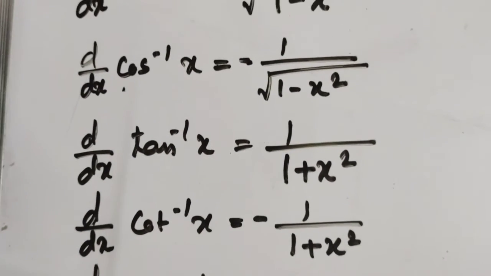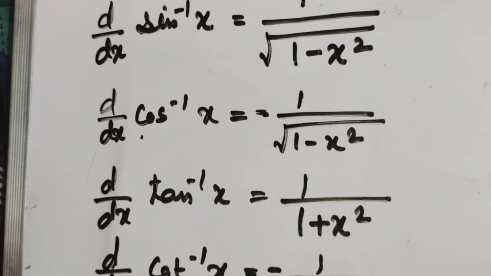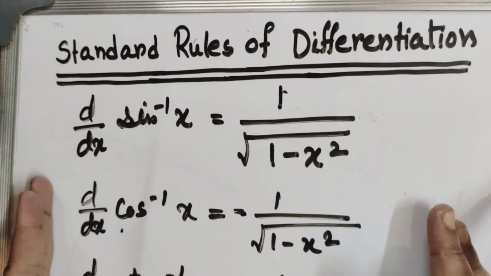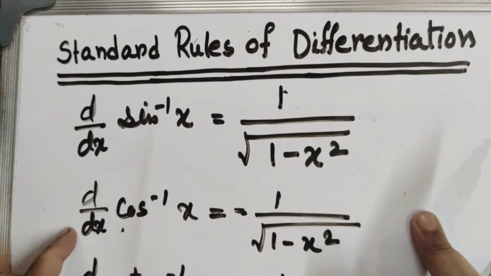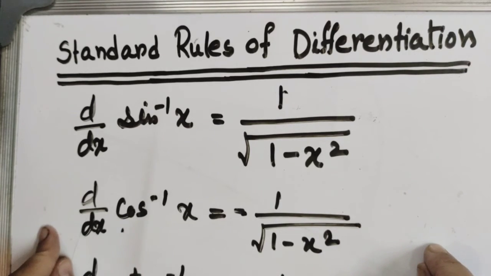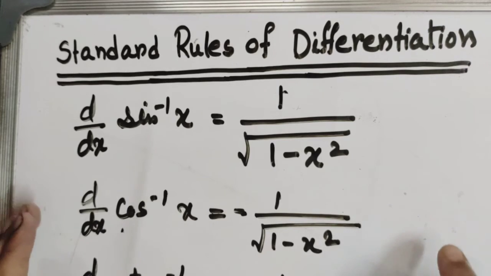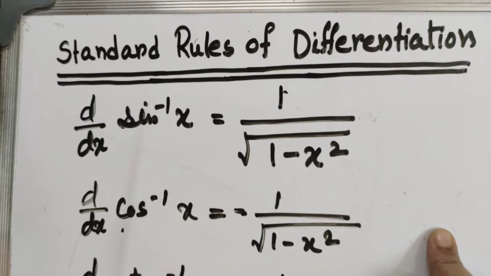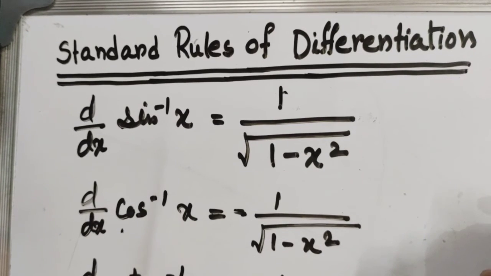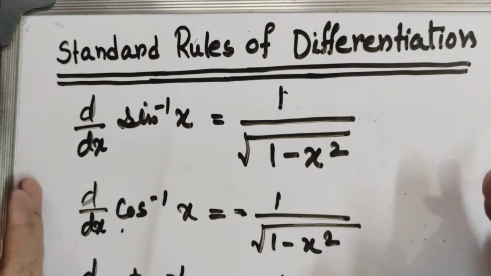Now that's all for the standard rules of differentiation. So your task is to write them down in your copy and try to memorize them. You have to try, and you can do it.